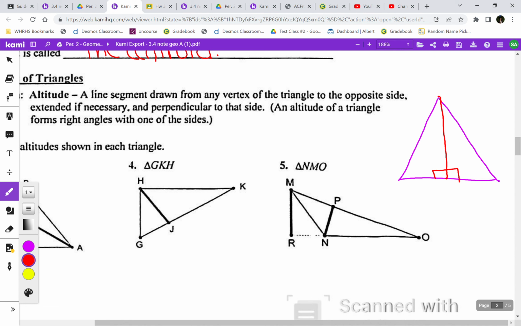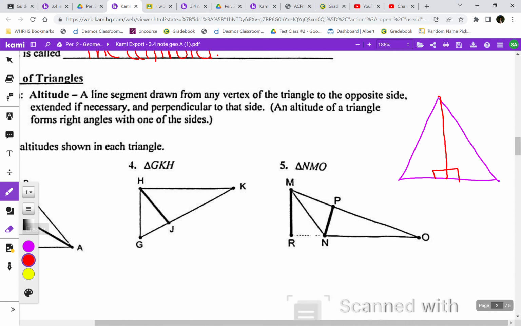Not similar to a median because they have different functions. The only thing similar about them is that they start at the vertex. Maya? Perpendicular lines. An altitude is very similar to perpendicular. All right, what's the difference? Does perpendicular have to start at a vertex? No. Does an altitude have to start at a vertex?